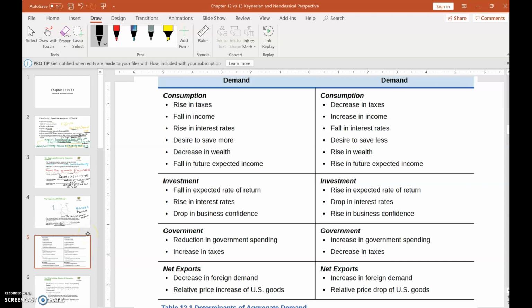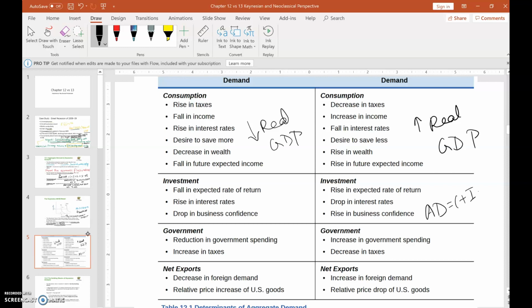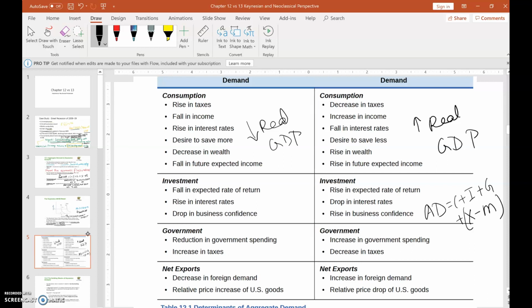The next slide, you can take a look at this yourself. It looks at what increases aggregate demand or the real gross domestic product and what decreases the real gross domestic product. Again, aggregate demand is a combination of these components. If any of these increases, aggregate demand shifts to the right. If any of these decreases, aggregate demand will shift to the left.